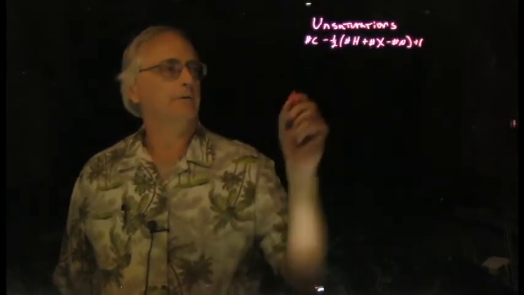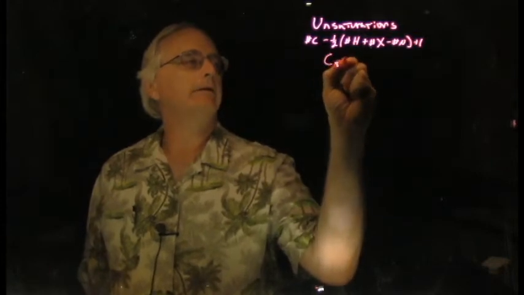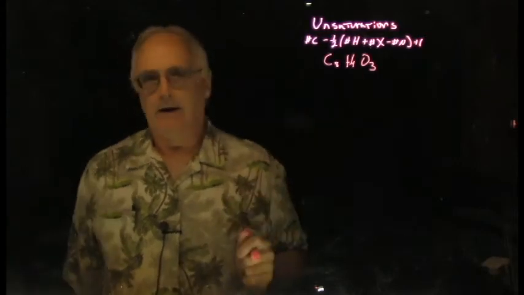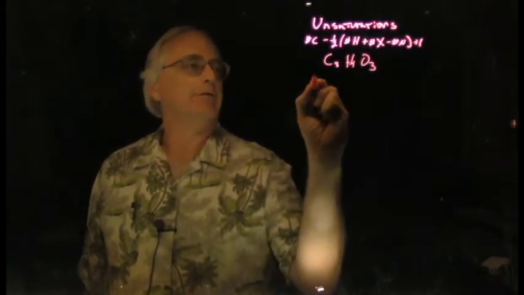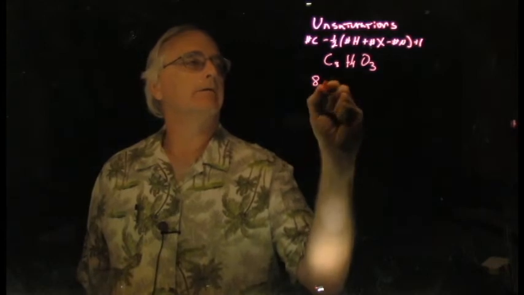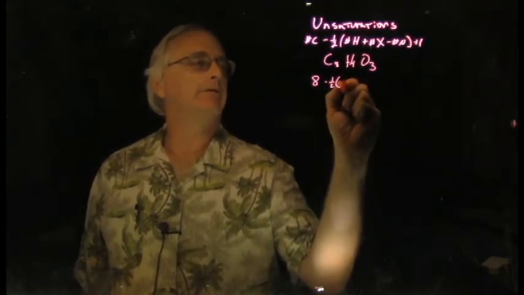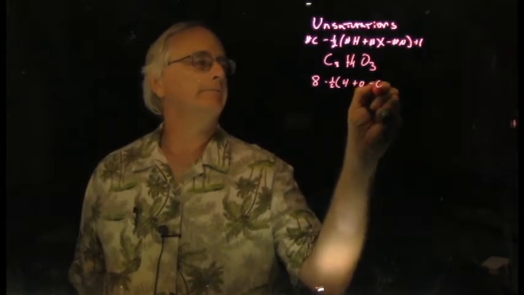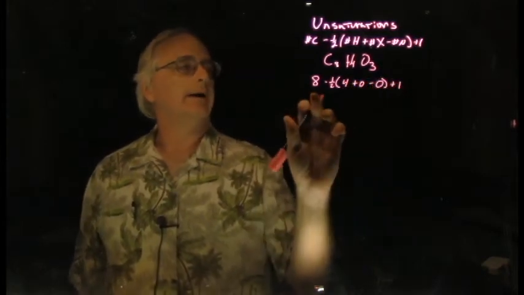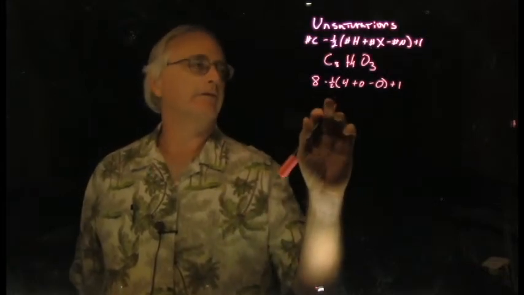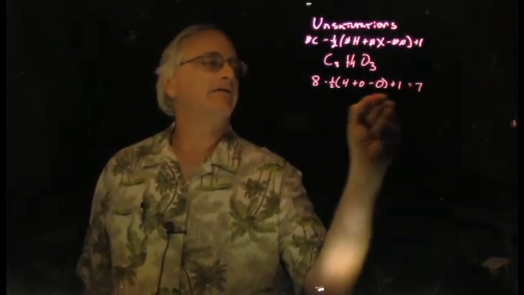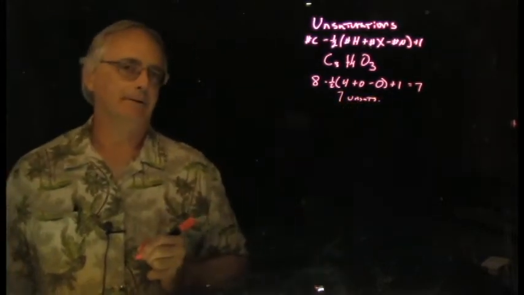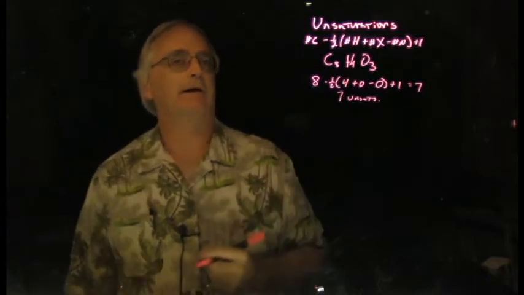All right, the second unknown is the formula C8H4O3. Doing the index of unsaturation calculation: 8 carbons minus half the number of hydrogens, 4 of them, no halogen, no nitrogen, plus 1. 8 minus half of 4, 8 minus 2 is 6, plus 1 is 7. 7 unsaturations in this molecule. That's a lot of unsaturations.